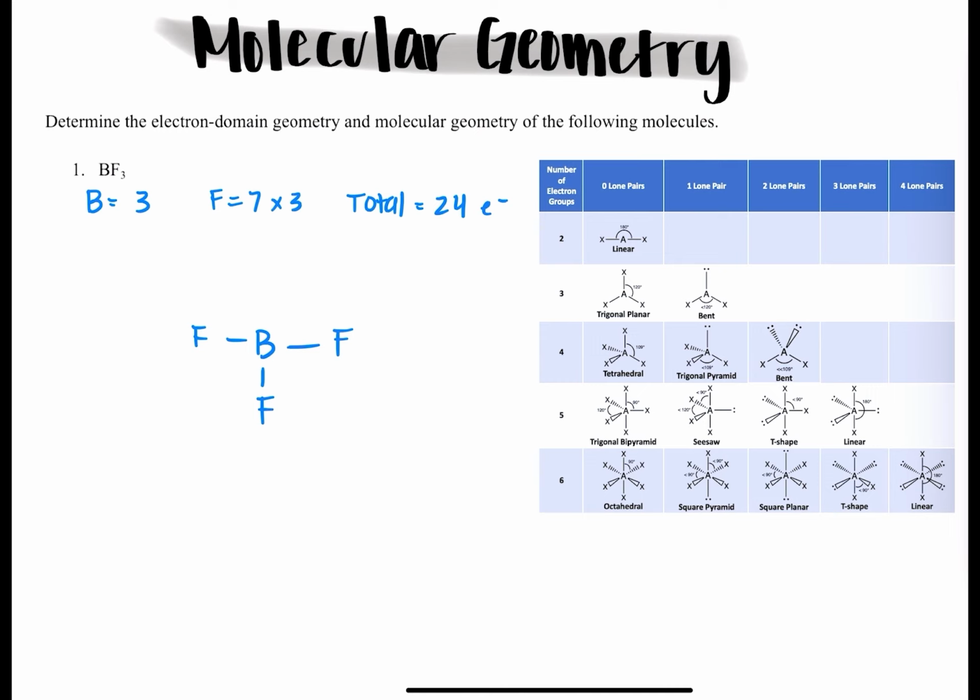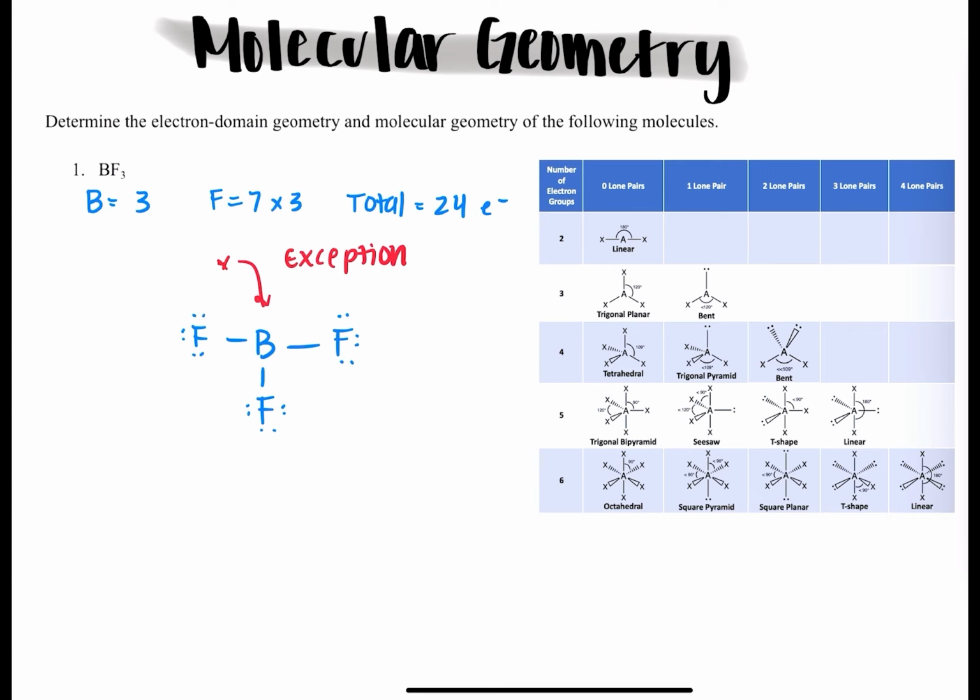So what we're going to do is add 3 lone pairs around each fluorine to give it a full octet. And that used up all of our remaining 18 electrons. So now we have our Lewis structure, and here we can note that the boron is an exception because it does not have a full octet. But that ends up working out because we have learned our exceptions.